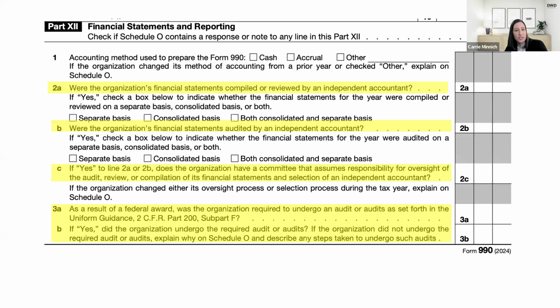The IRS also wants to know if you were required to have a single audit done. So that's what question 3 is asking. Certain organizations that expend more than $750,000, which recently has been increased to $1 million in a tax year, have to have a certain type of audit done, a single audit. So the IRS wants to know, hey, were you required to have one of those done? And did you have it done or not? So again, more information than just the financials. The IRS wants to know whether you're following those required reporting requirements as well.